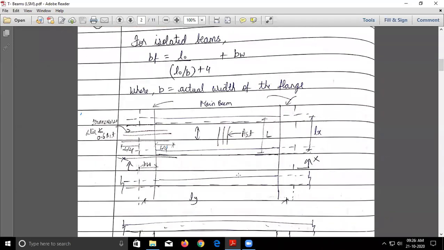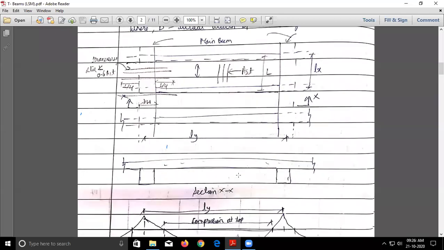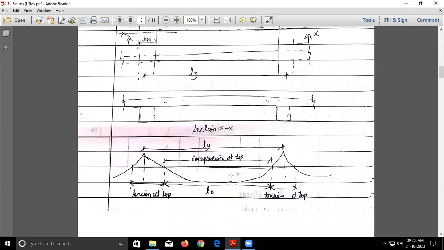So now let us see what is L naught in case of continuous beams. Let us say this is a continuous beam slab. In this the bending moment will be like this. So in this case, how to take L naught? This is the point of zero bending moment and this is the point of zero, and again it is going into hogging. So this will be your L naught. So I have just shown you how to take L naught in case of continuous beams. Is this clear? L naught.